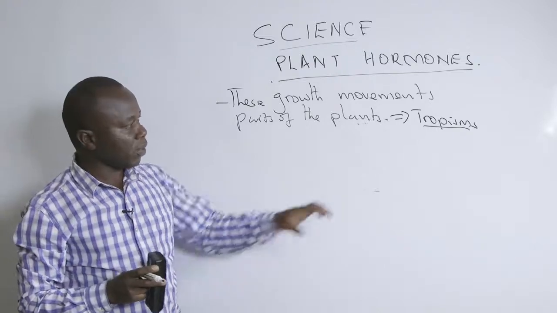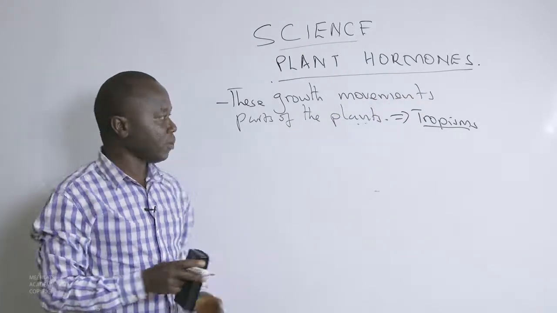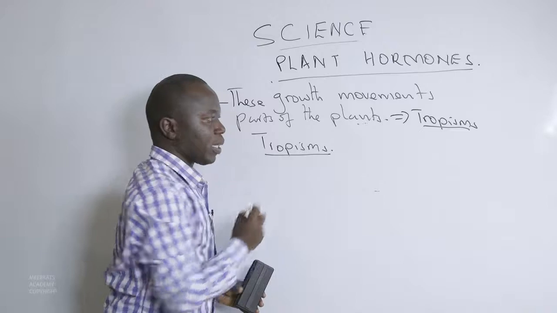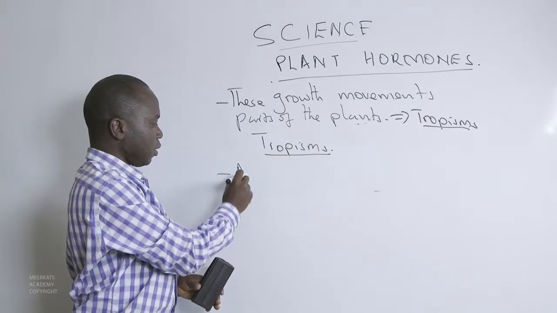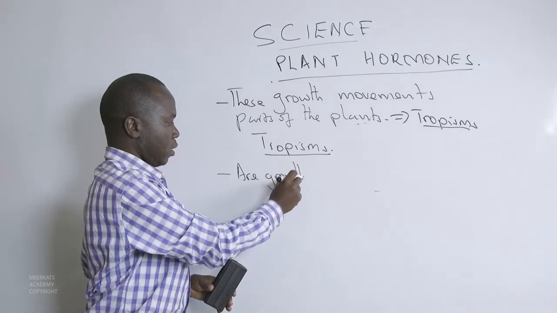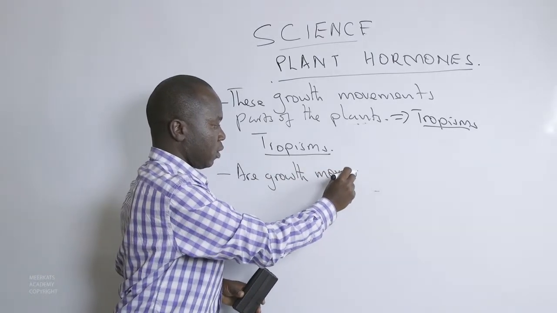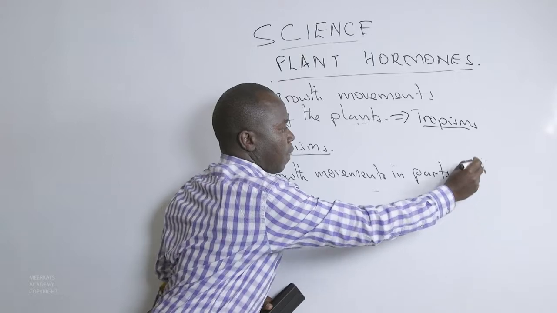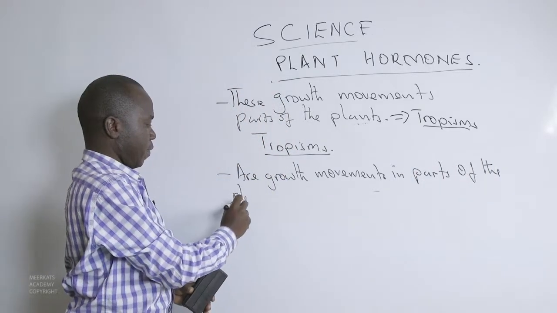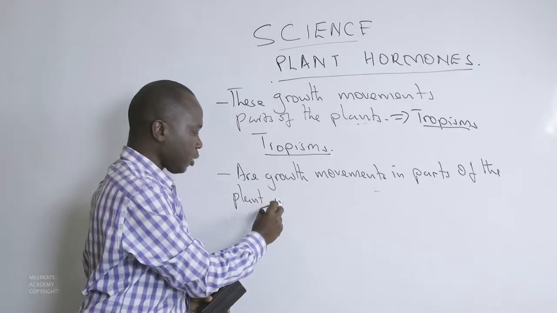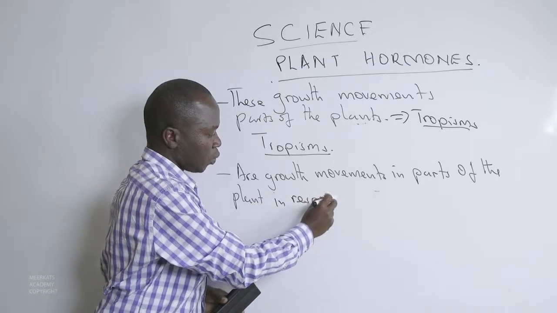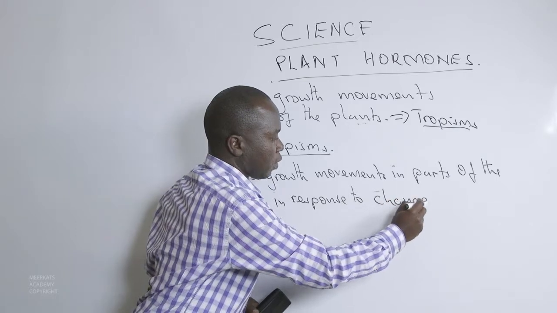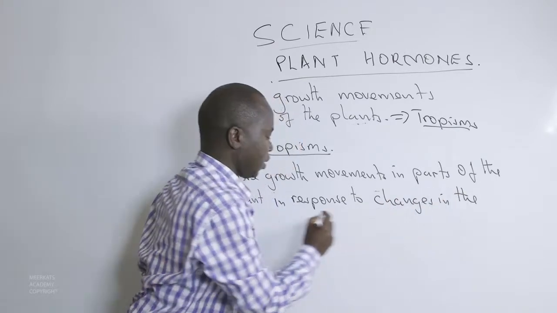So in our lesson today, I want us to emphasize this term, tropism. So we shall define it again. What are these tropisms? Tropisms are growth movements in parts of the plants in response to changes in the external environment.